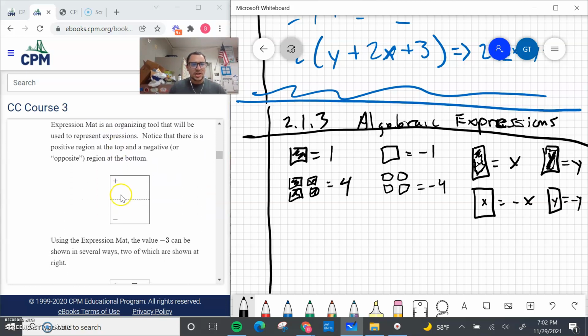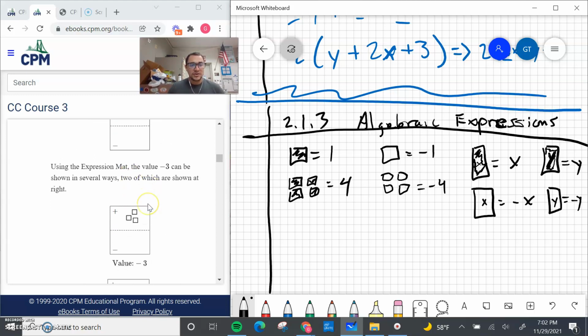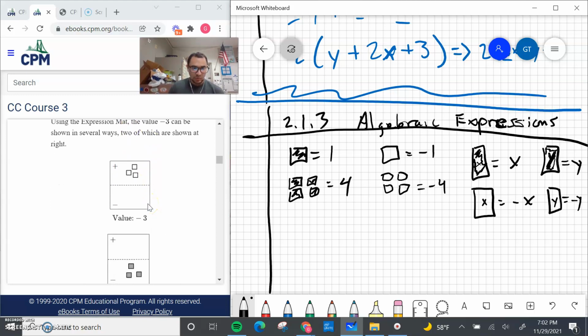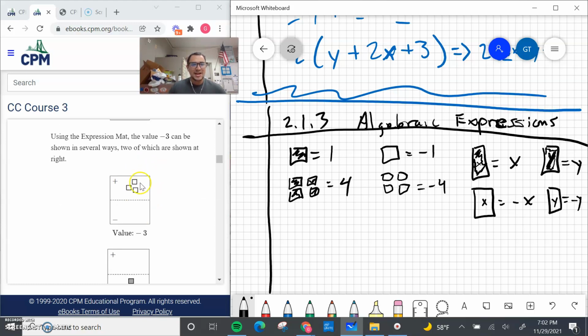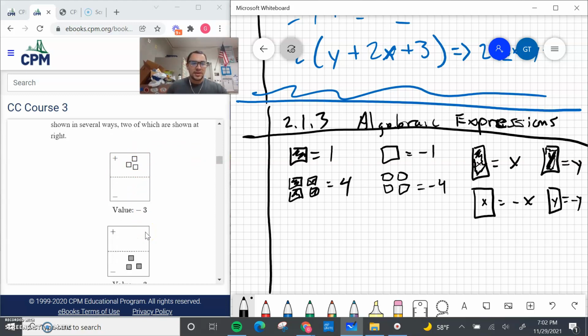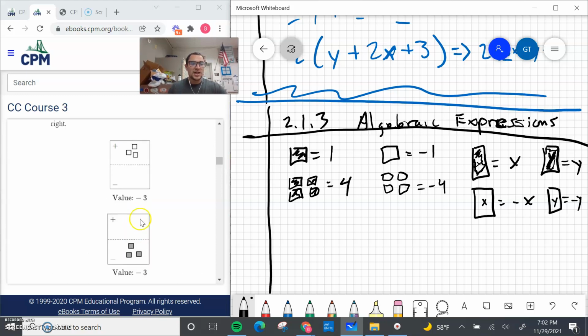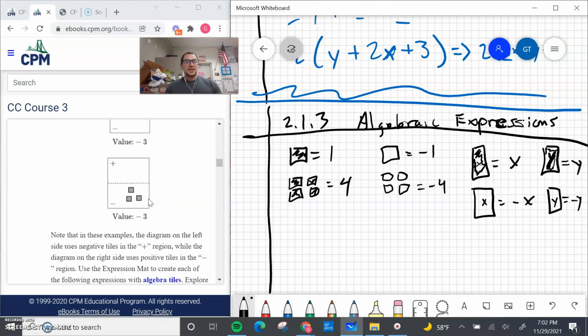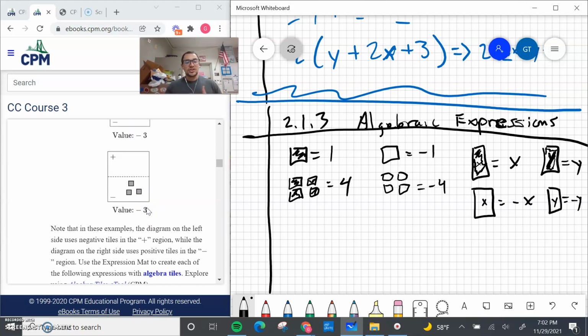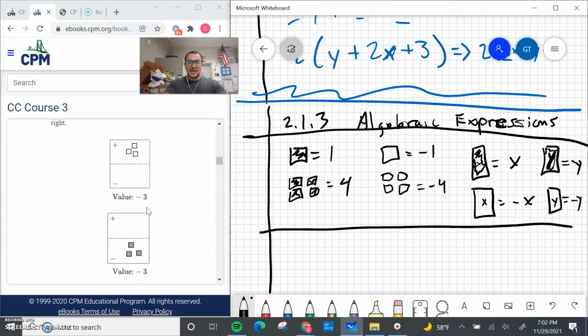This is an expression mat. There's positive sides and negatives, and there's going to be a few things that we can do when we write our tiles. So here we have 3 negative tiles in the positive region, which means they're negative 3. And then we have 3 positive tiles in the negative region, which means it's actually negative 3. So they actually equal the same thing. And we want to make sure that you understand that these are examples of a positive region and negative region that counteract. So in terms, let's just say I'm going to write this out.